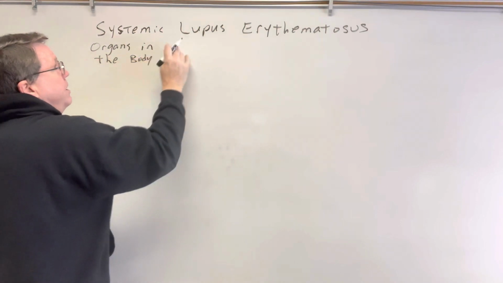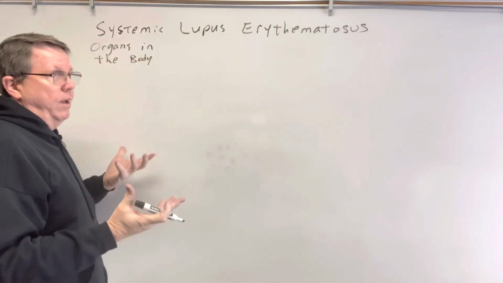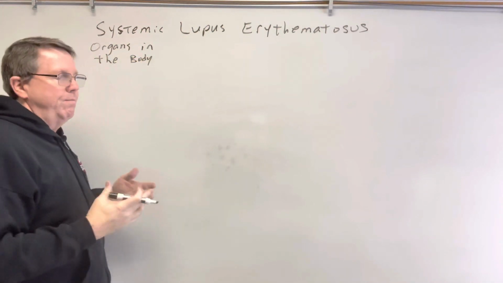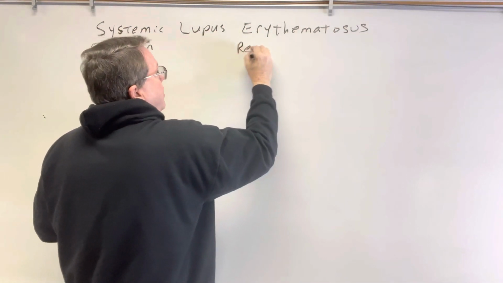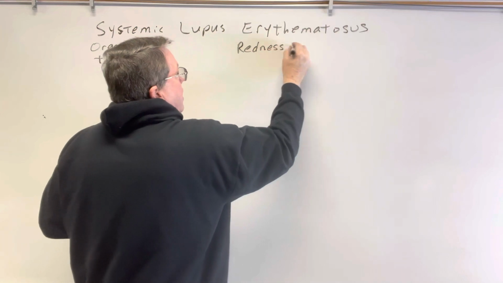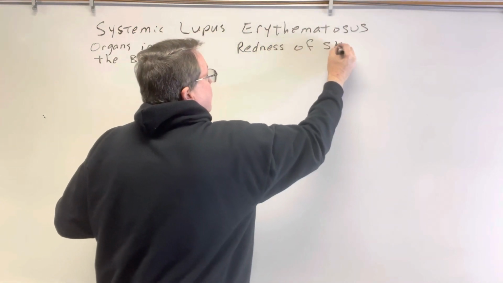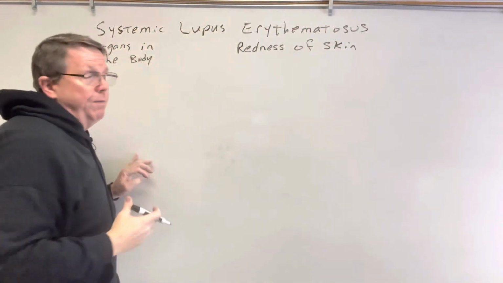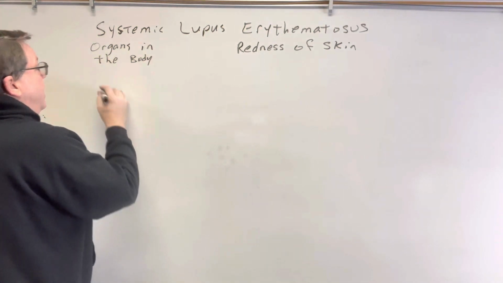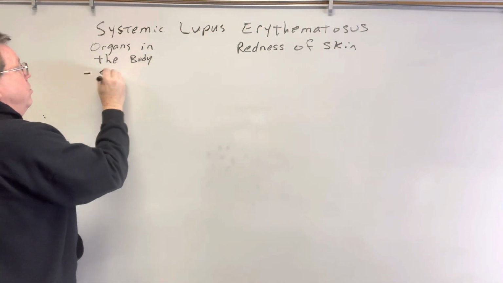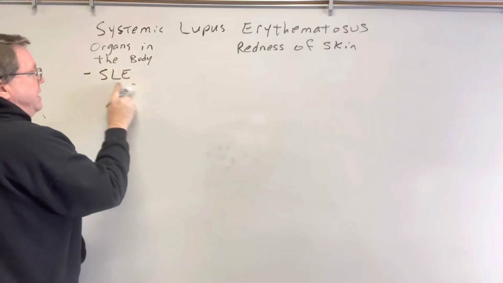All right. Lupus means wolf, so basically it's going to look like a wolf bit the body, okay? And then we have erythematosus. This means there's a redness of the skin. So in some cases it's going to look like a wolf bit the skin, I guess is where they got the name from. Systemic lupus erythematosus is more commonly known as SLE.